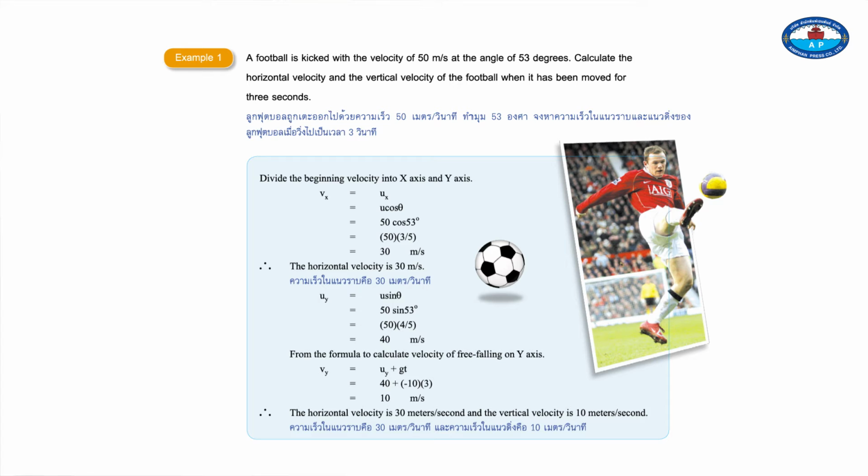Divide the beginning velocity into x-axis and y-axis. The horizontal velocity is 30 meters per second. From the formula to calculate velocity of free falling on the y-axis, the horizontal velocity is 30 meters per second and the vertical velocity is 10 meters per second.